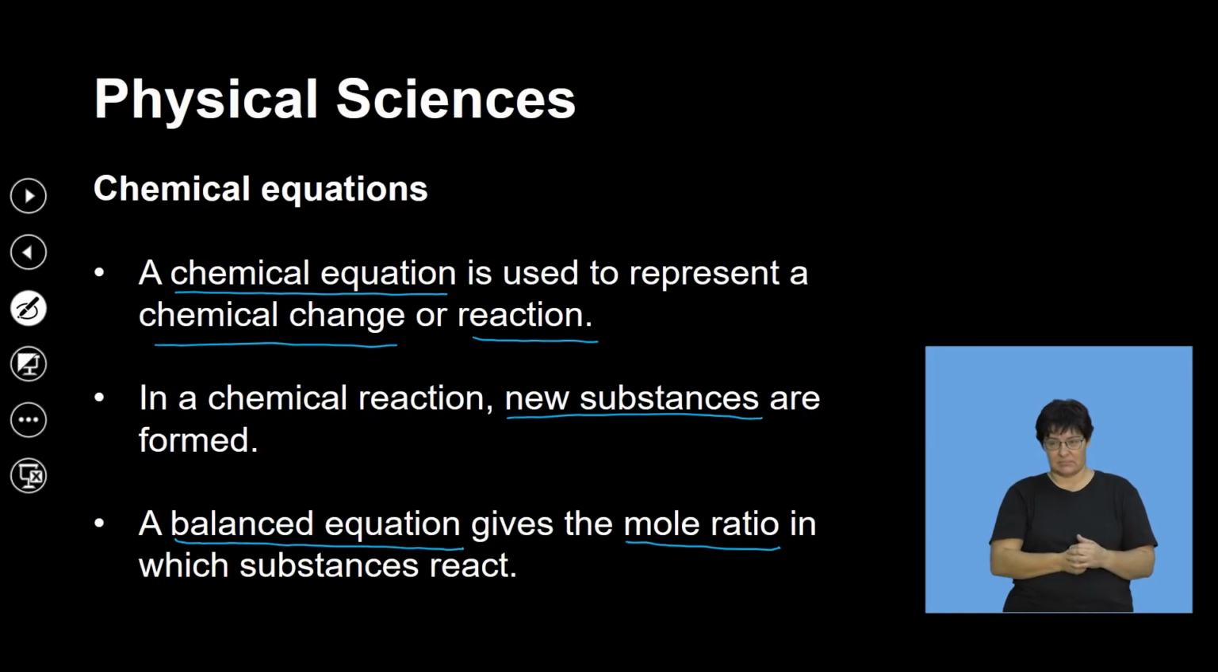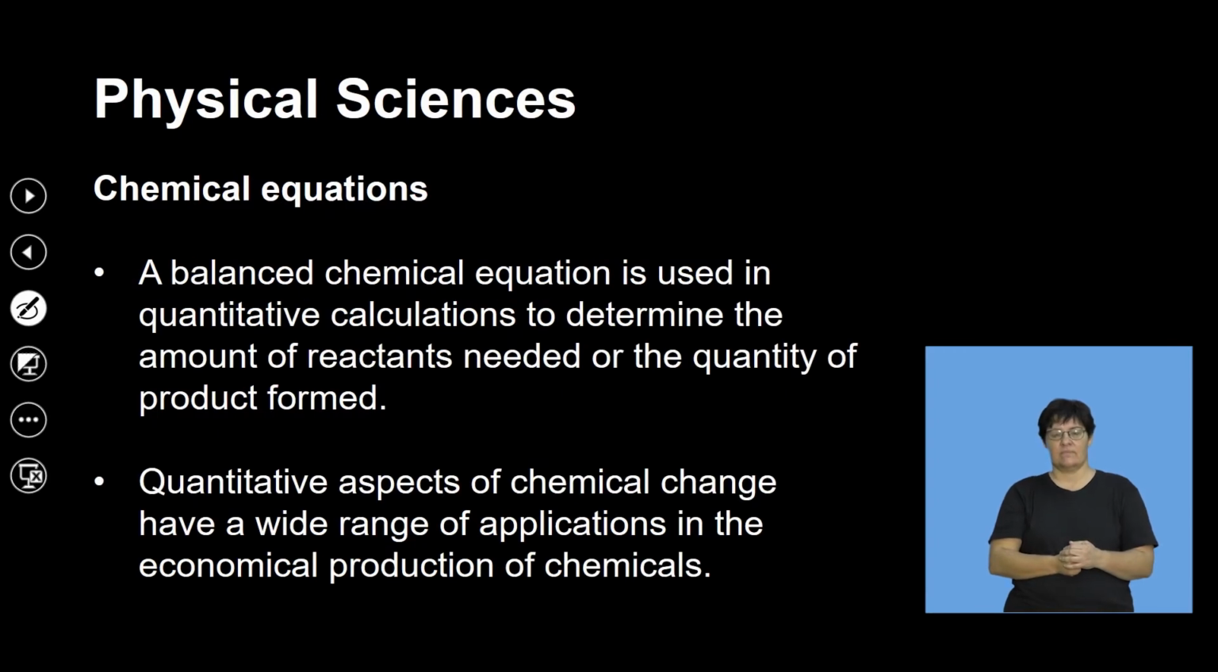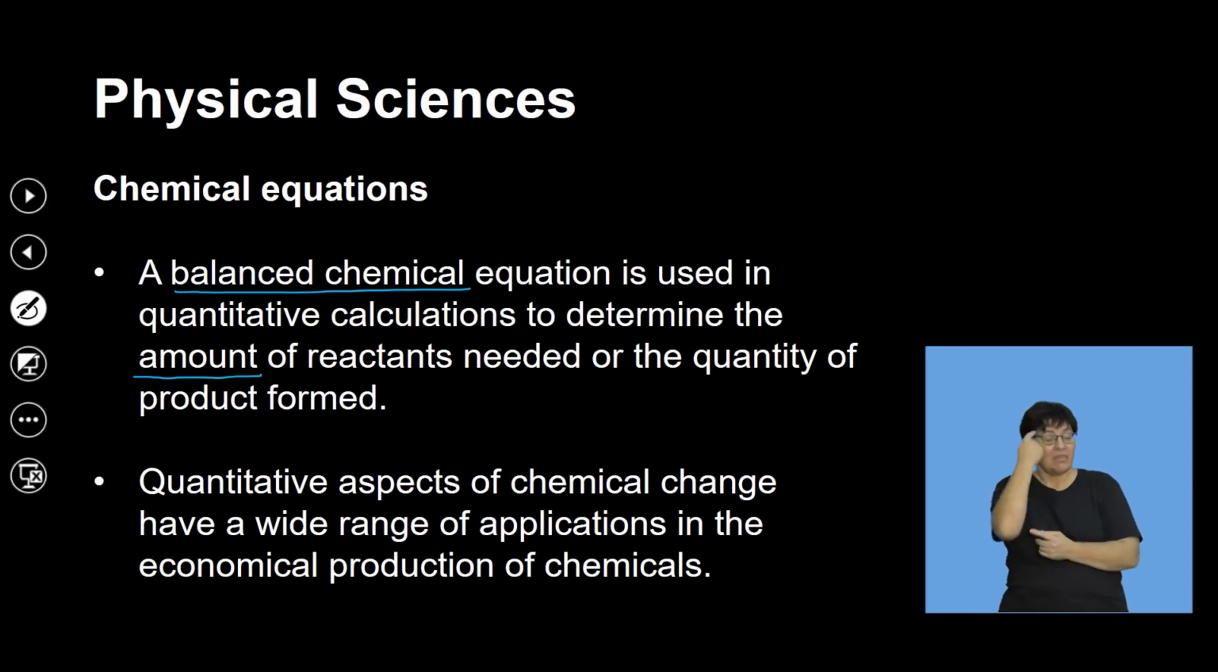Okay, right. And then furthermore, when we have a balanced equation, you'll use these balanced equations. Some of these chemical reactions are not given in balanced form. So if we have a balanced equation, we can use this to calculate quantities, and also to determine the amount of reactant. So the moment we talk amount, think about the mole, or the quantity of the products formed. So quantitative aspects of chemical change have a wide range of applications in the economical production of chemicals.